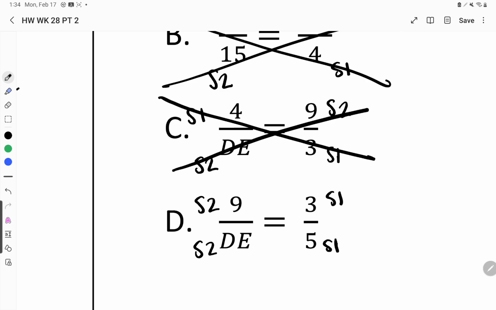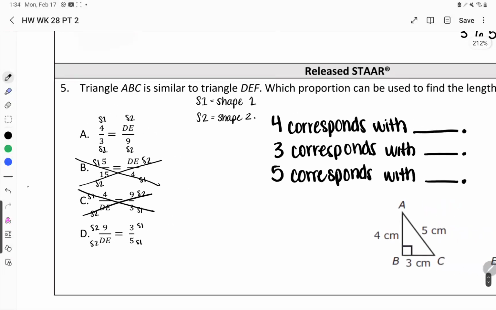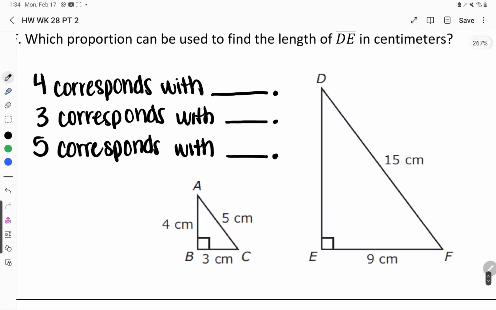So then I'm left with the last two, and I just need to verify to make sure that these are correct. The way I could do that is I go through and I say this corresponds with this. So if we take a look, 4 corresponds with what? DE. 3 corresponds with what? 9. 5 corresponds with what?